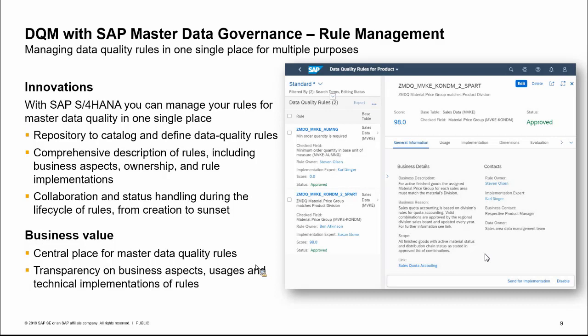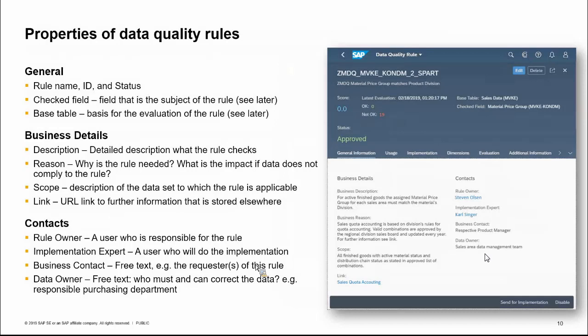So in the end, you have a central place for master data quality rules with that transparency on business aspects, the usages of the rule, and the technical implementation of the rules. For each rule, you have quite some information that you can store there. You, of course, have a name for the rule, an ID, and a status. You have a checked field that I will detail out later on. So what's the subject of the rule, what is checked by the rule. You have the information what the base table is.